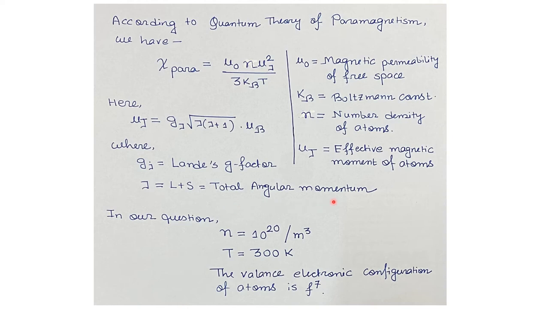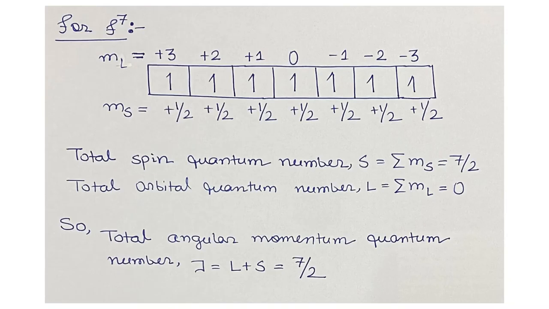In our question some information is already given. n, the number density of atoms, is 10 to the power 20 per meter cube. Temperature of the system T equals 300 Kelvin. The valence electronic configuration of the atoms is f7. According to our question, the atomic system has the valence electronic state f7.